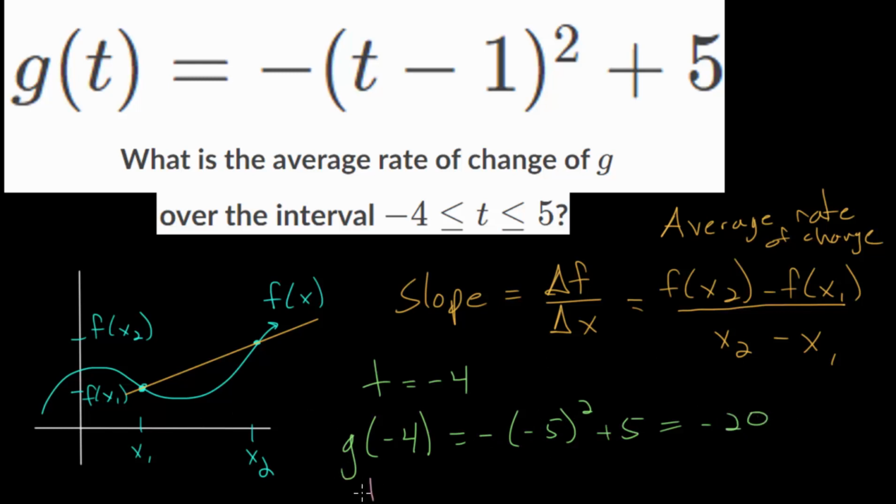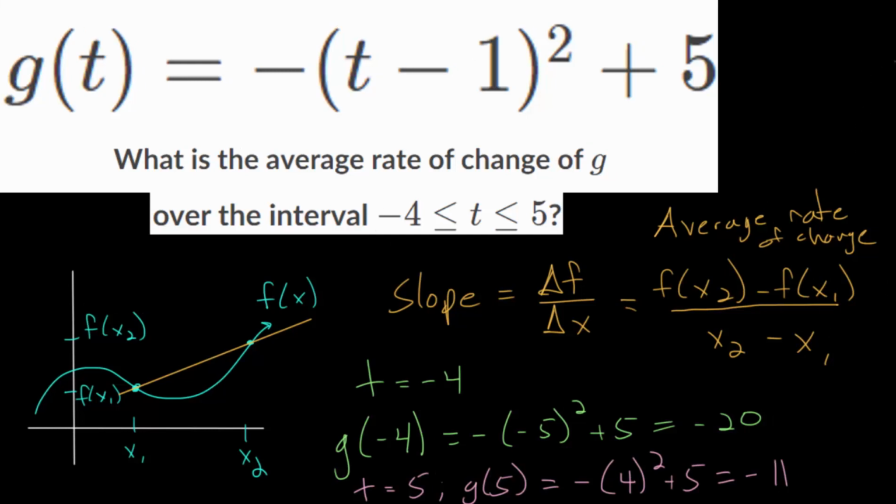Now we do the same thing, but with a t-value of 5. We find g of 5, and plugging in 5 here, we get the opposite of 5 minus 1, which is 4, which we will square and then add 5 to that. This becomes minus 16, and minus 16 plus 5 would be negative 11. So we have our values for the numerator, and we can also plug in our t-values for our denominator. Essentially, in this formula, just replace x with t. So we'd have t2 minus t1 and f of t2 minus f of t1.